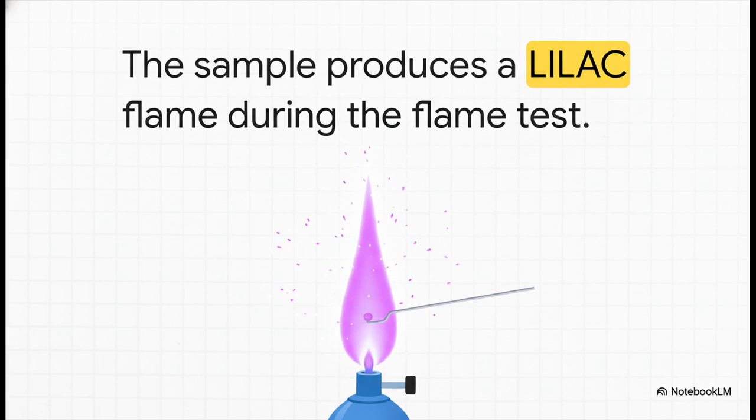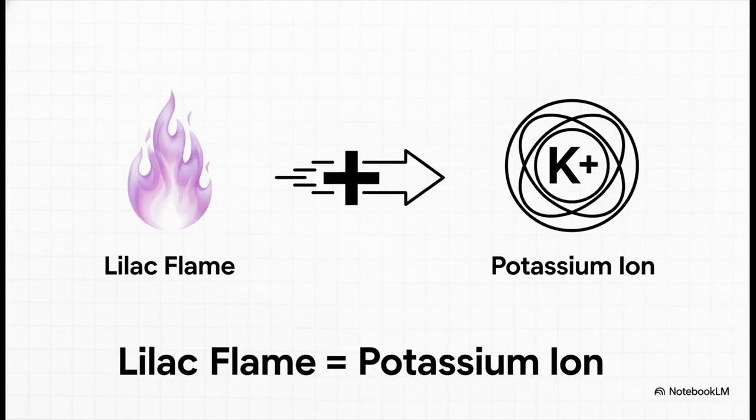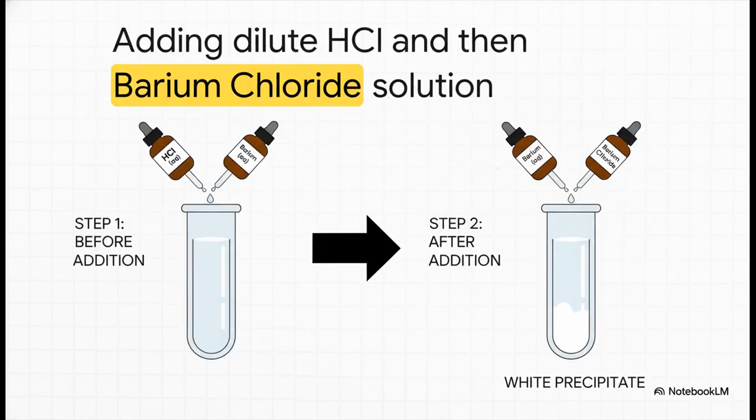Okay, clue number 1. We take a tiny bit of our mystery powder, pop it in the flame, and we get this, a really clear, beautiful lilac flame. So, what's your first thought? What does that mean? You got it. That lilac flame is the unmistakable fingerprint of a potassium ion, K+. Just like that, half the mystery is solved. We found our positive ion. It's potassium. Okay, on to the anion.